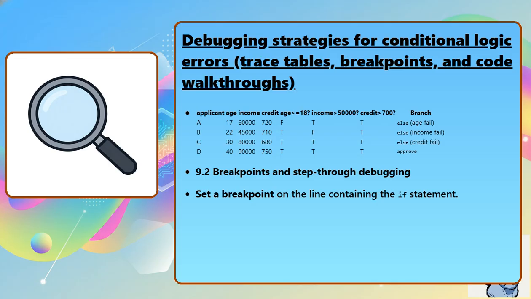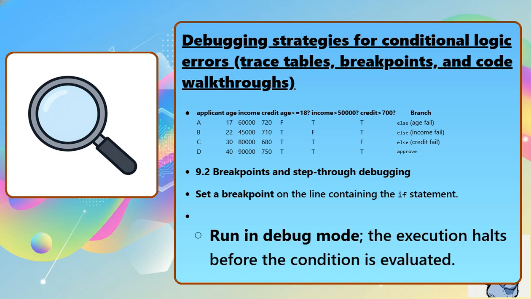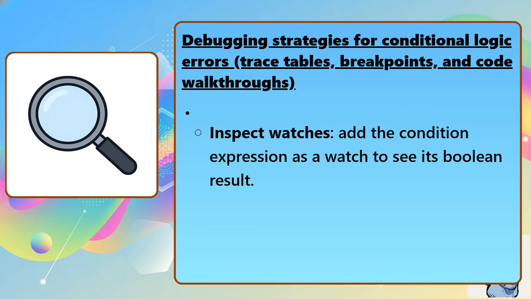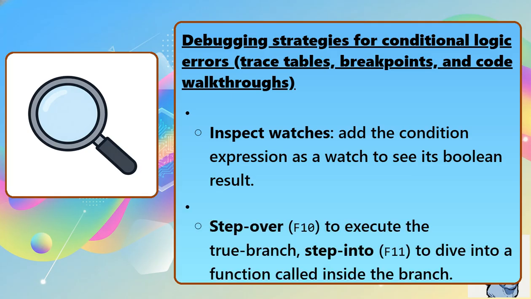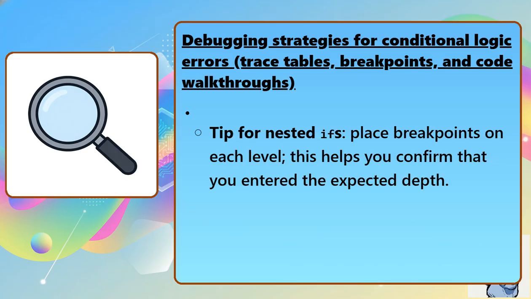9.2 Breakpoints and step-through debugging. Set a breakpoint on the line containing the if statement. Run in debug mode. The execution halts before the condition is evaluated. Inspect watches. Add the condition expression as a watch to see its Boolean result. Step over, F10, to execute the true branch. Step into, F11, to dive into a function called inside the branch. Tip for nested ifs: place breakpoints on each level. This helps you confirm that you entered the expected depth.